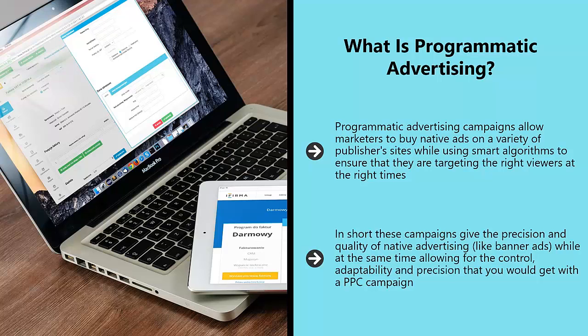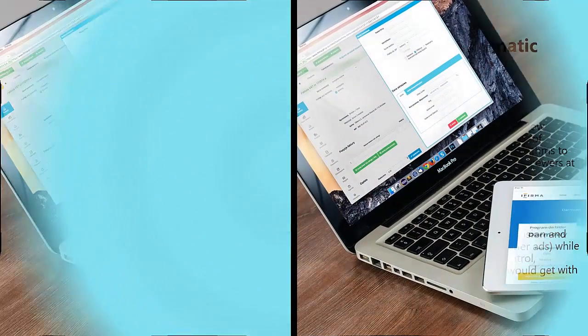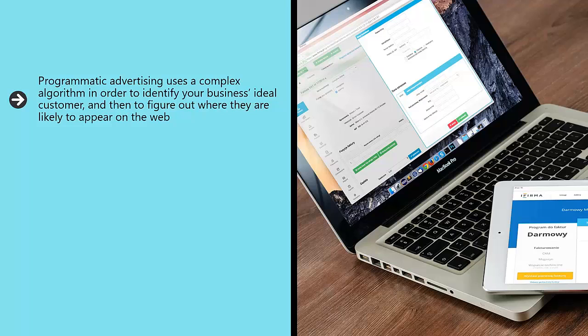The net result is ads appearing on the sites of carefully selected publishers, but only when and if they are likely to yield the best results. Programmatic advertising uses a complex algorithm in order to identify your business's ideal customer and then to figure out where they are likely to appear on the web. It will then show the ads in those places and then utilize a learning algorithm.